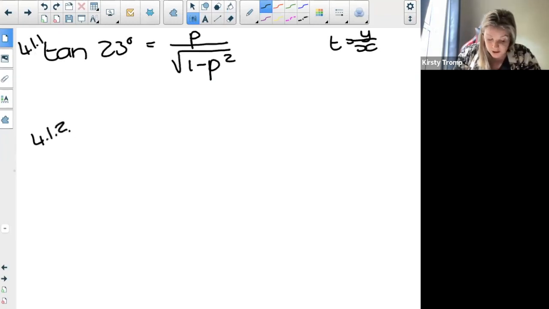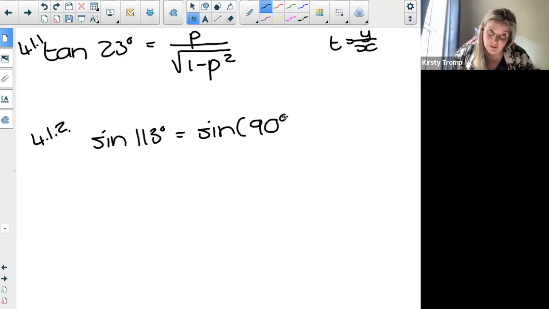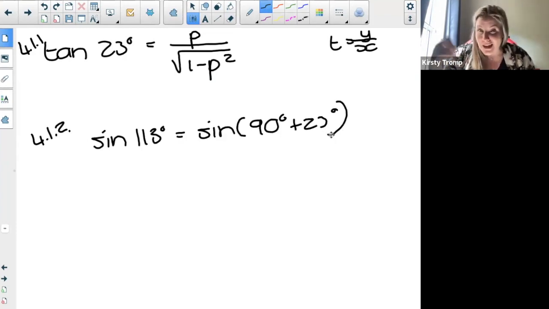4.1.2, we've got sine of 113 now. Oh, that's a problem because we're dealing with 23 degrees, not this big number. So we're going to change this and make it sine of 90 degrees plus 23 degrees. Guys, whenever you have sine 90 or cos 90, what happens? Sine is going to change. What's sine going to change to?